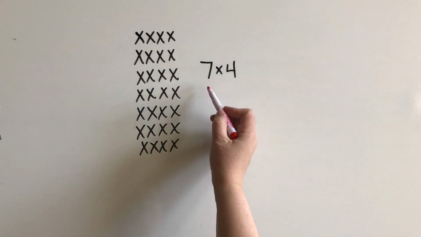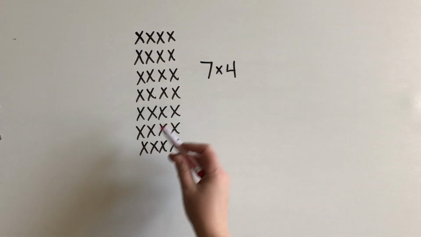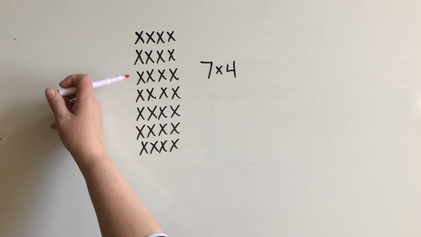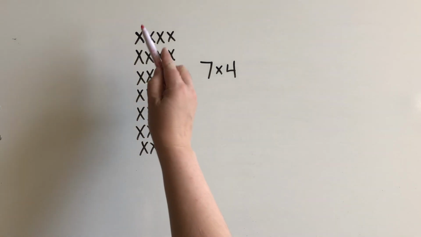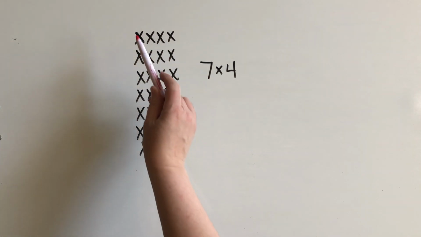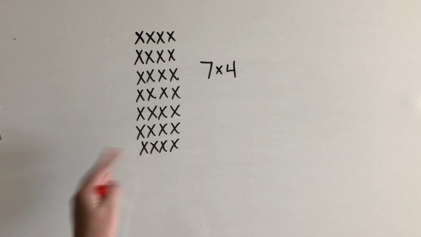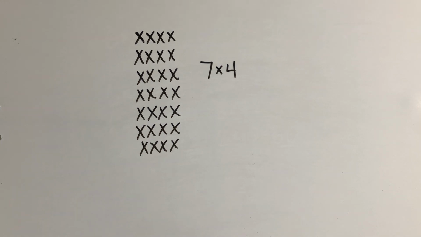So here I'm showing what 7 times 4 might look like with an array. So we have 7 rows and we have 4 columns, or 4 in each row. So imagine that this is rows of chairs. We have 7 rows of chairs and there's 4 chairs in each row. Now, how can we quickly find the total number of chairs?